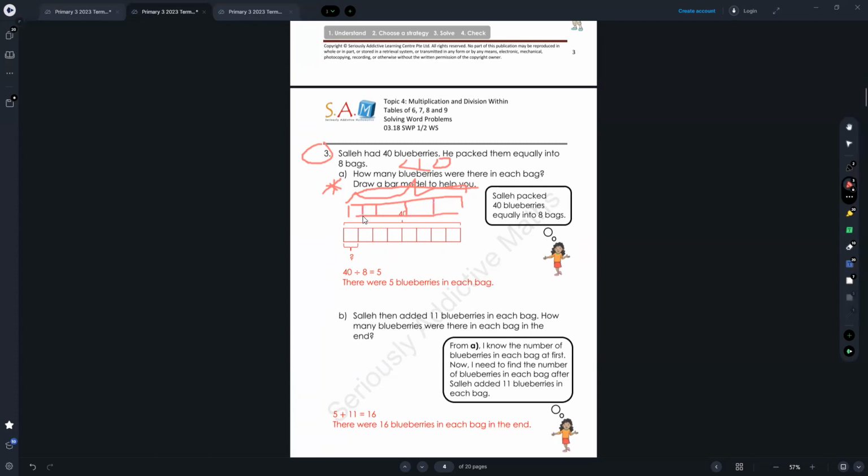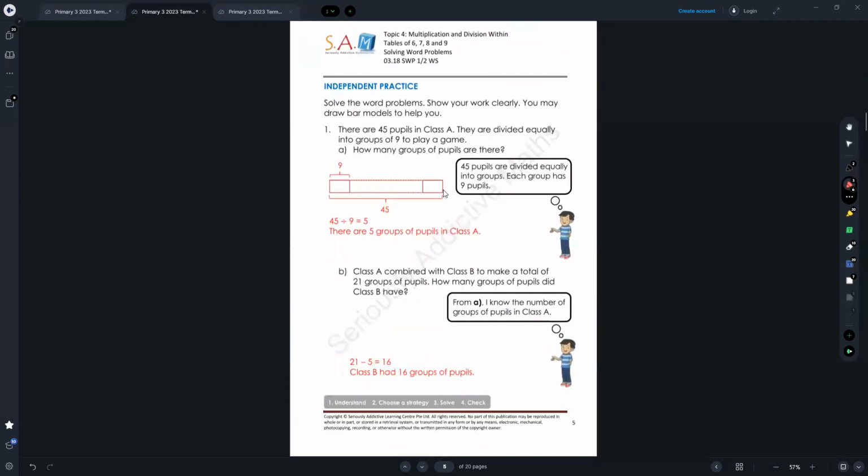So then this will give them, of course, multiples of 2. Then they'll be able to get 8 nicely. Show them that. And then of course the question mark: how many blueberries were there in each bag? And then this is the second part of the question.